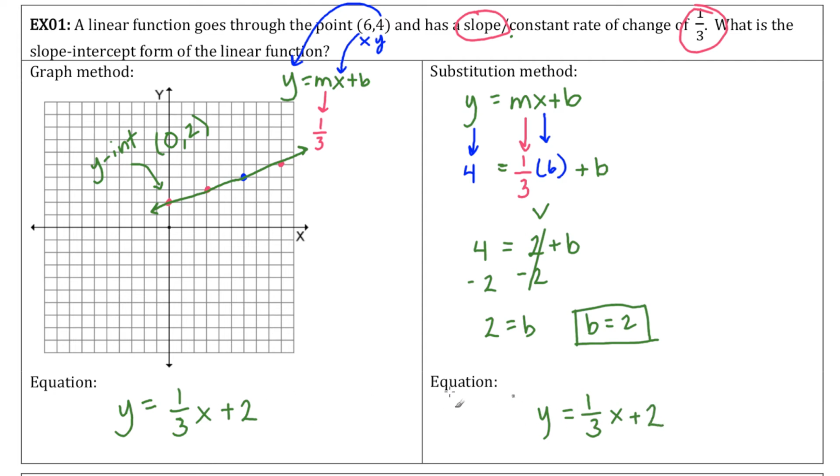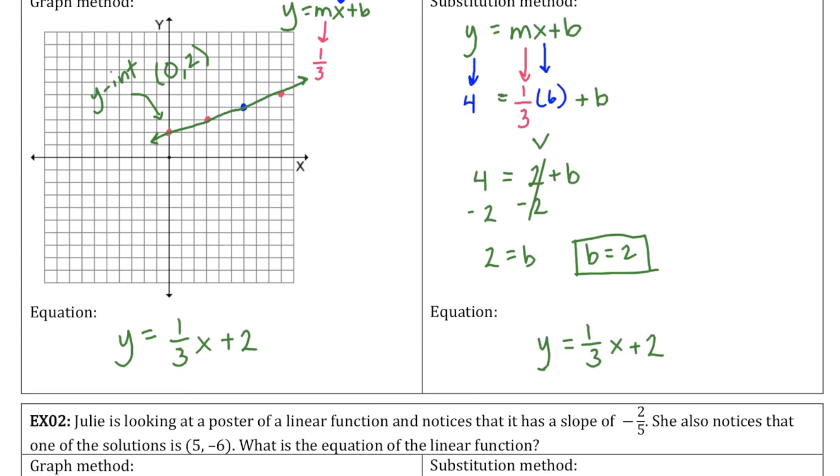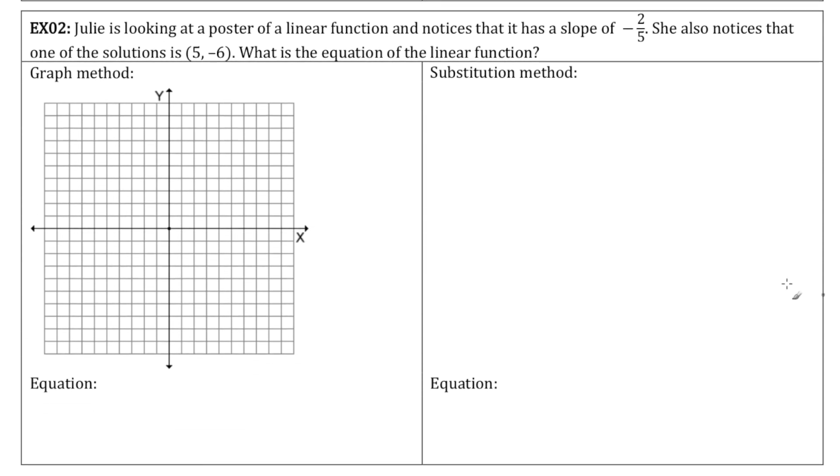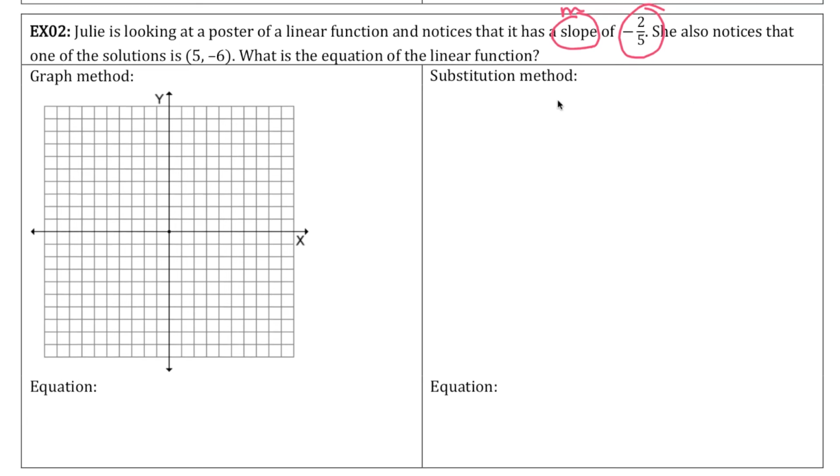And these should match at the end. I wouldn't just copy this over, because if you do the work wrong and you just copy it over, it's not correct. Okay, so let's look at this next example. Julie is looking at a poster of a linear function and notices that it has a slope of -2 over 5. Remember that slope is m. And then it gives us a solution, 5, -6.